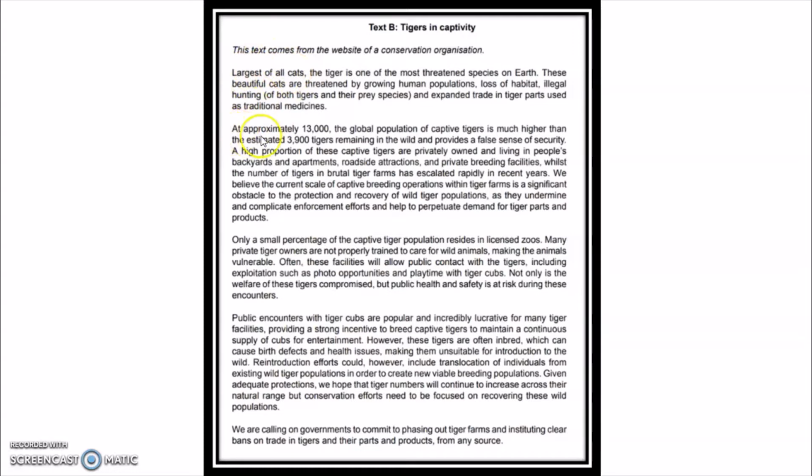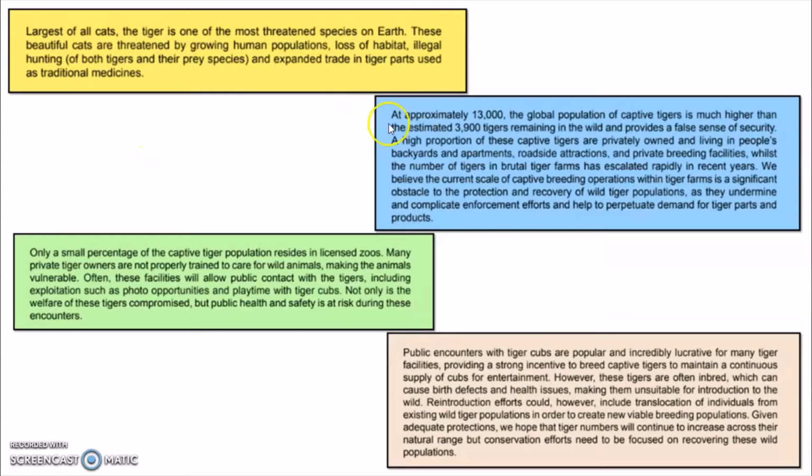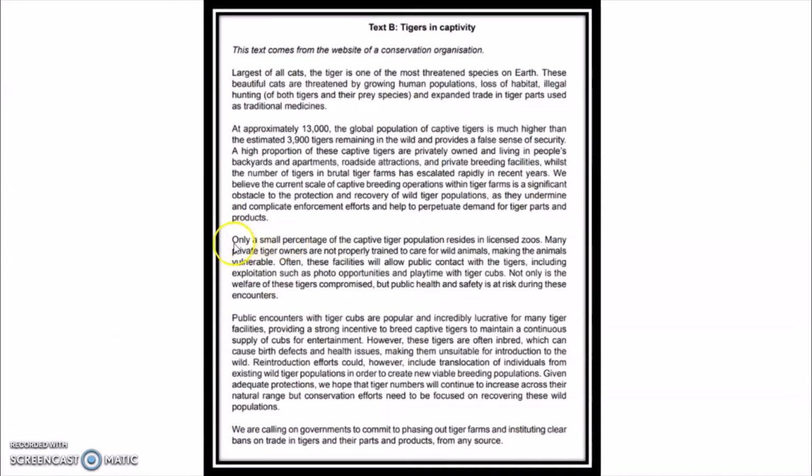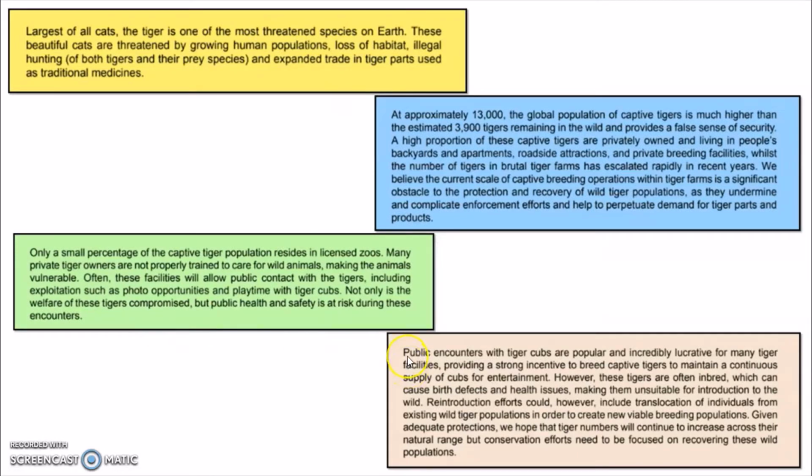And then "at approximately" is your second paragraph. So let me show you the second strip, "at approximately." And then the third one is "only a small percentage." It means this third paragraph is "only a small percentage." And the fourth one is "public encounters." So my last strip says "public encounter." It's much better that you show all the different paragraphs with different colors.